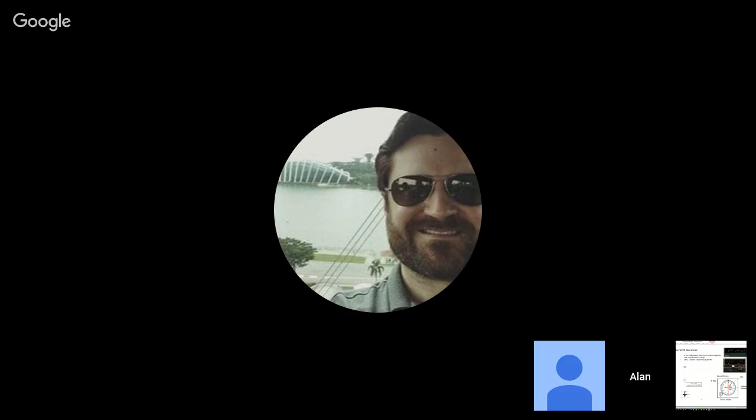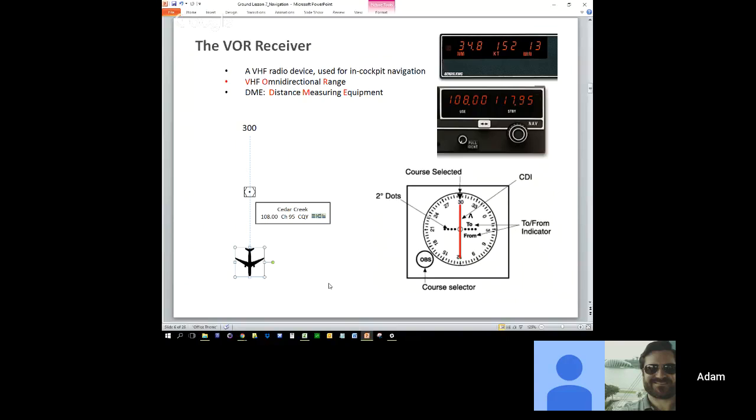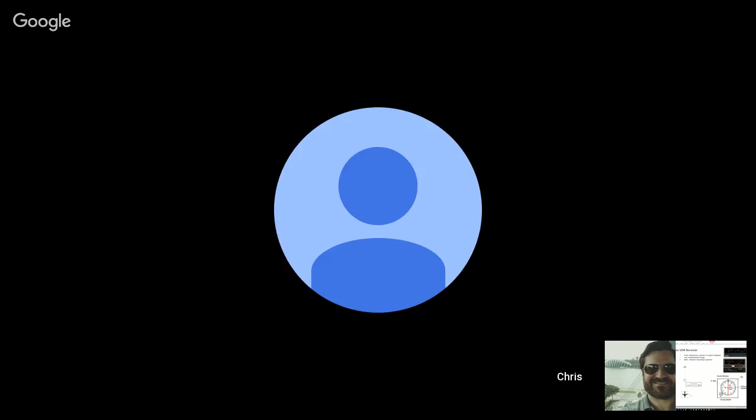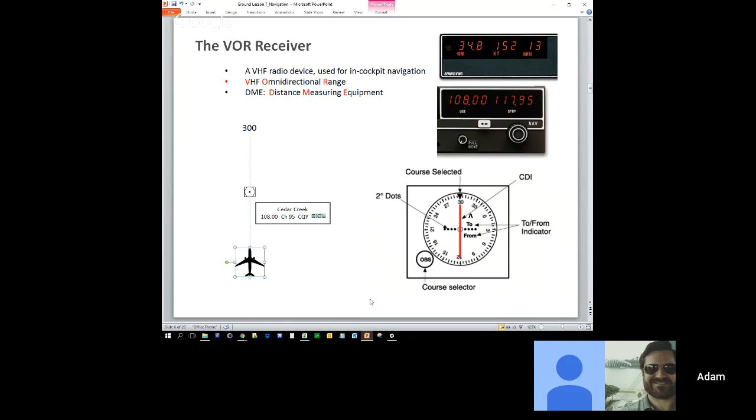So the to is always the side of the radial you get. No, I guess that's not right. Okay, no, I get it. Got it. Okay, cool. It looks like you're flying from it. And that's why I want to touch on it, because the gauge says to or from, but it's not intuitive.